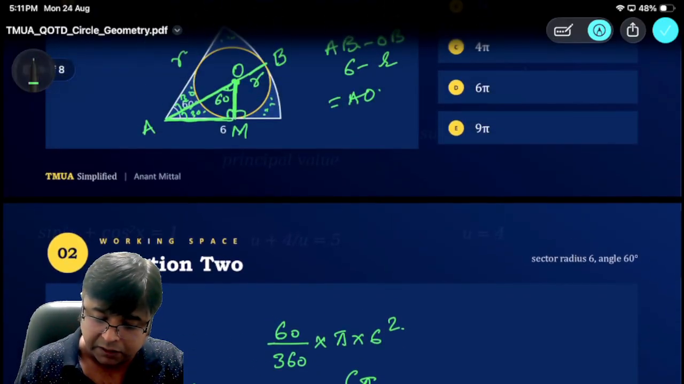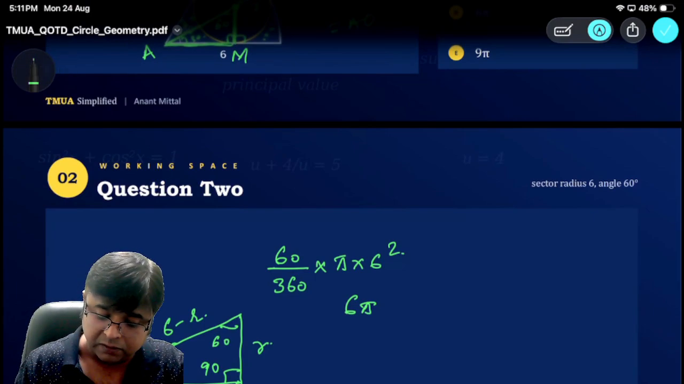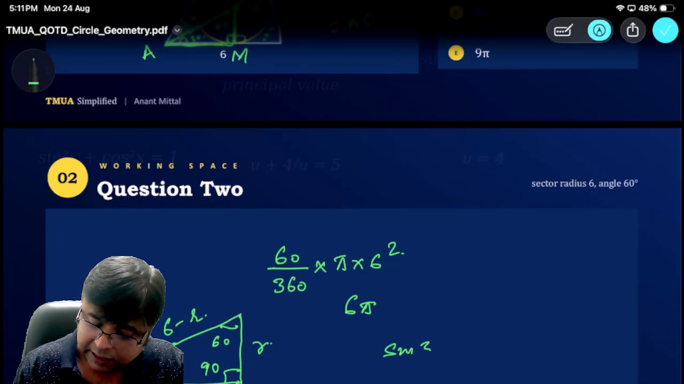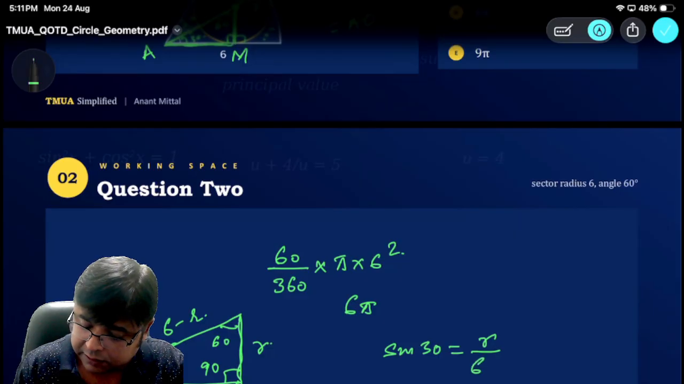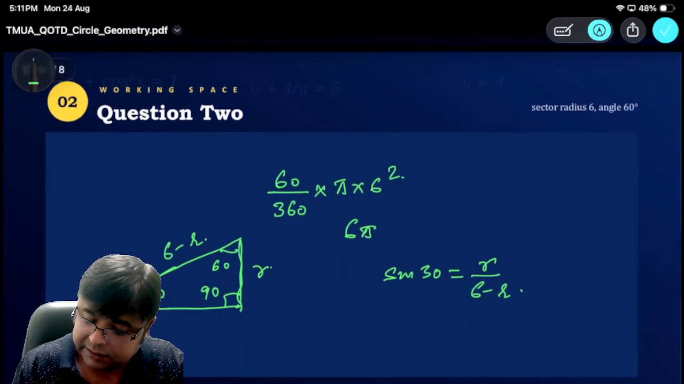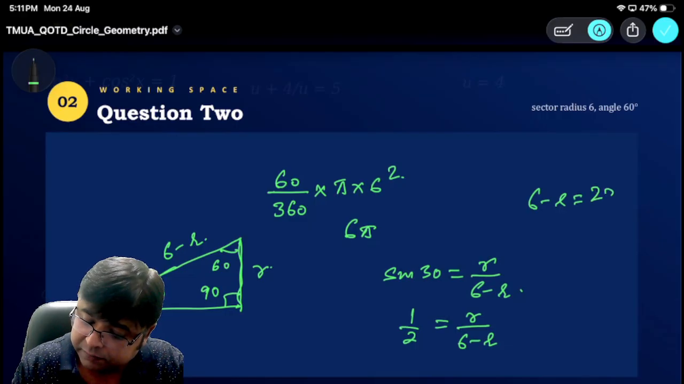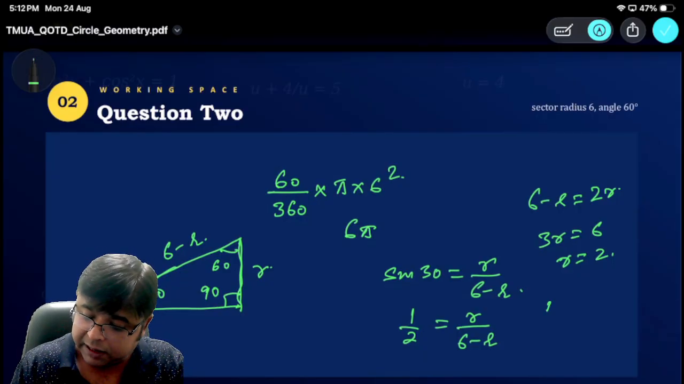So this is given to me, and I can use a little bit of trigonometry to find it out. Sine 30 is perpendicular upon hypotenuse, R upon 6 minus R. And sine 30 is nothing but half. So half is equal to R over 6 minus R. 6 minus R is 2R, so 3R is 6. So R will be 2, so the radius is 2. The area of the circle is pi R square, so pi into 2 square, that is 4 pi.